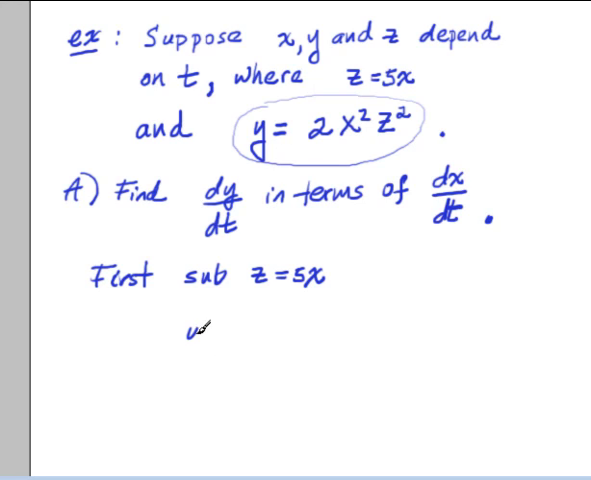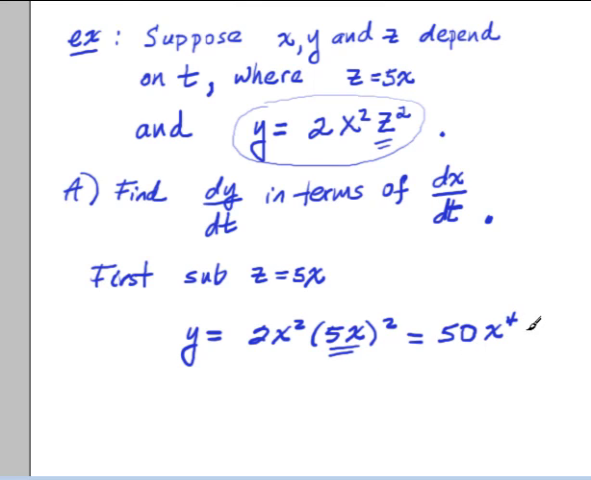So into this equation, the equation that we want to differentiate with respect to t, we have y is equal to 2x squared, and instead of z squared, we have 5x squared. So that's the substituting right there. Now just simplify this: 5 squared is 25, 25 times 2 is 50. And here we have x squared times x squared, which is x to the fourth. So this simplifies to 50x to the fourth. All right, so we have y is equal to 50x to the fourth.